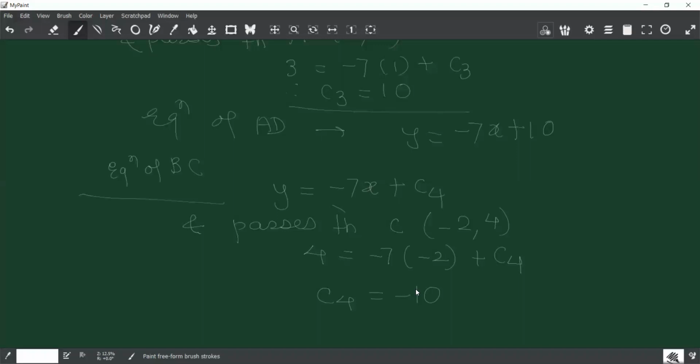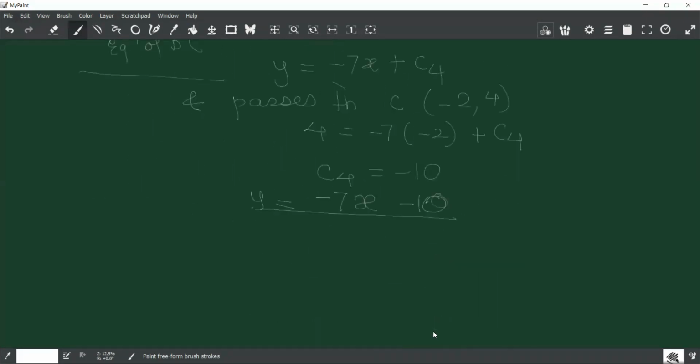One minute, let me. So the equation will be y is equal to -7x -10. So 7x plus y plus 10 is equal to 0. Absolutely right. One minute, let me try it.